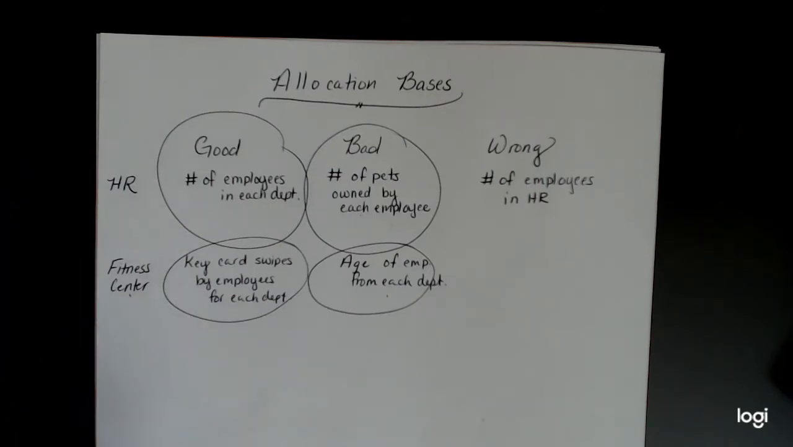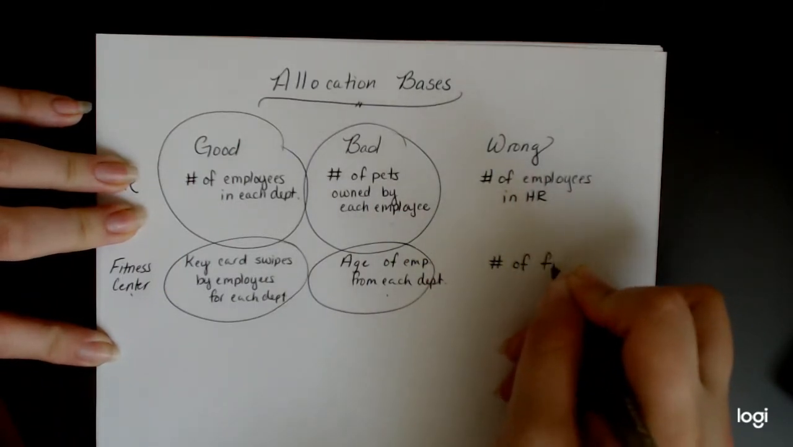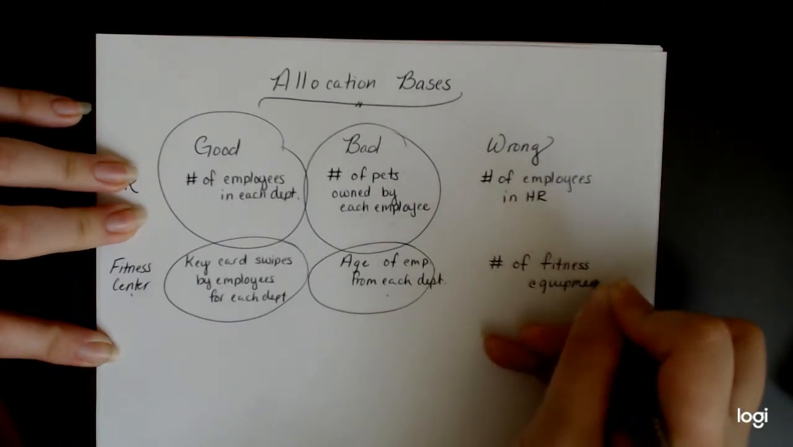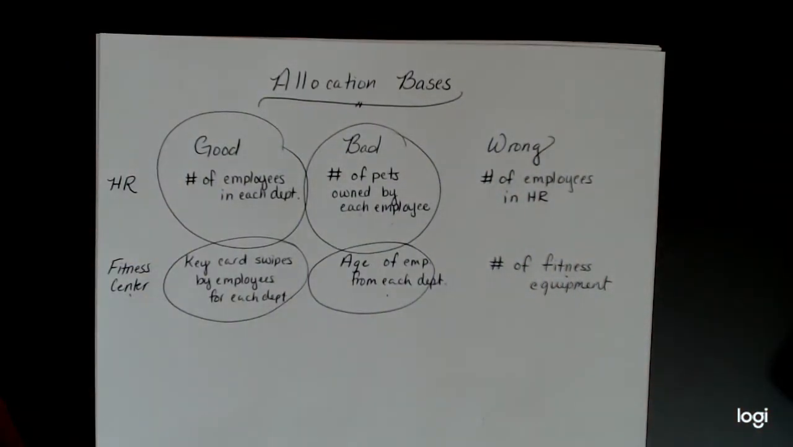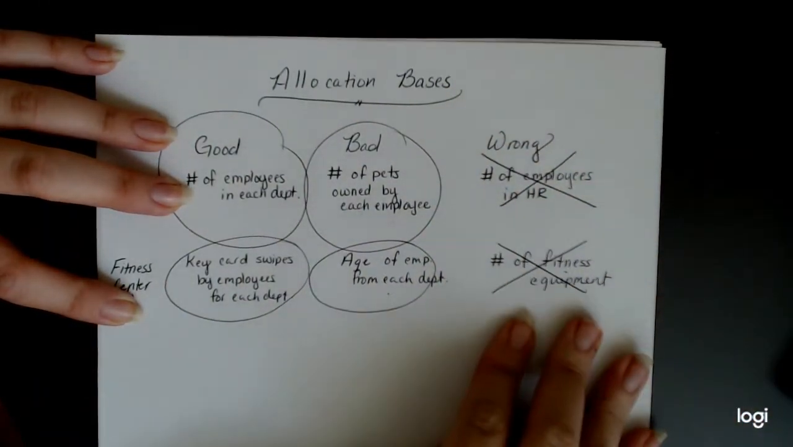Now, if you said instead number of pieces of fitness equipment, that's just straight up wrong. If you say that we want to allocate based on number of fitness equipment, that doesn't allocate the cost of that fitness center out to the other departments at all. That's literally allocating back to itself, and we cannot allocate back to ourselves, right? I can't take that money and put it right back into our fitness center. I need to be costing it out to other departments. So that one would be wrong. If you answered each of these for these two examples, those would be examples of wrong ones.